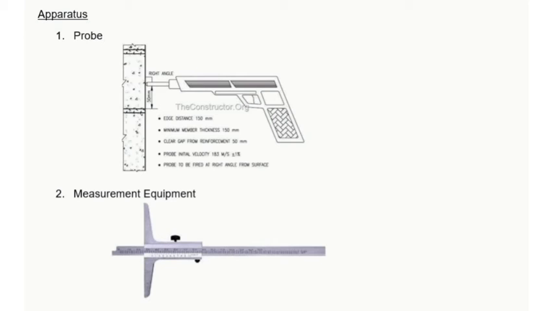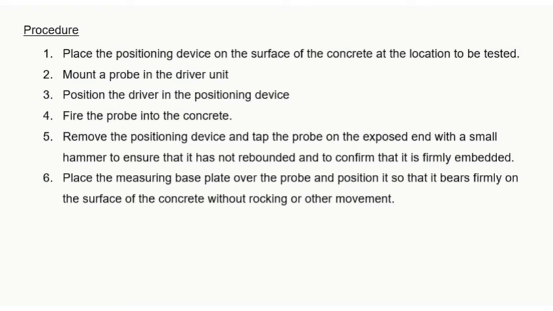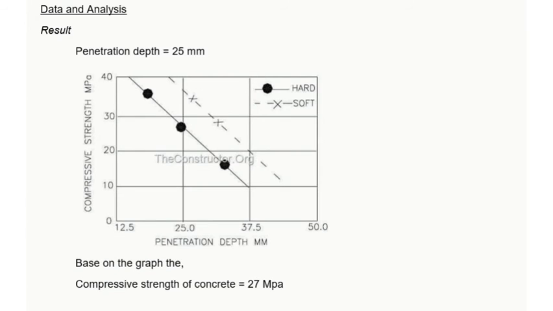The apparatus used for this test is a probe, measurement equipment which is a vernier caliper or depth gauge, and third, a positioning device and sampling of the concrete. The procedure for this test is: first, place the positioning device on the surface of the concrete at the location to be tested. Second, mount a probe in the driver unit. Third, position the driver in the positioning device. Fourth, fire the probe into the concrete.